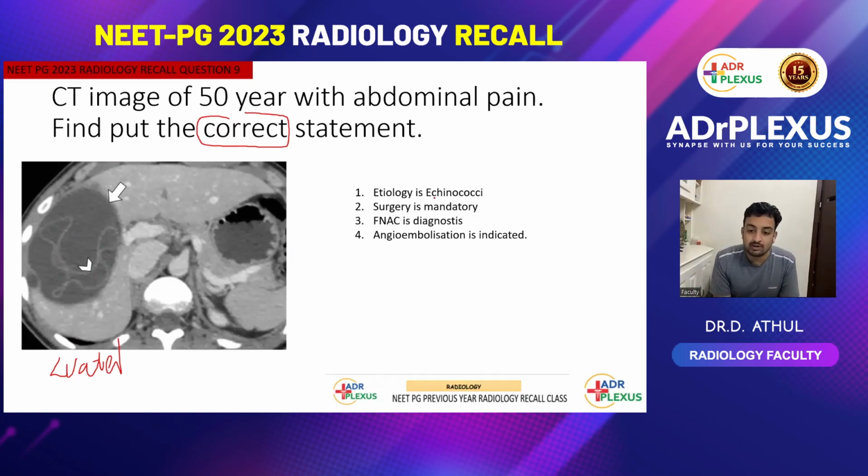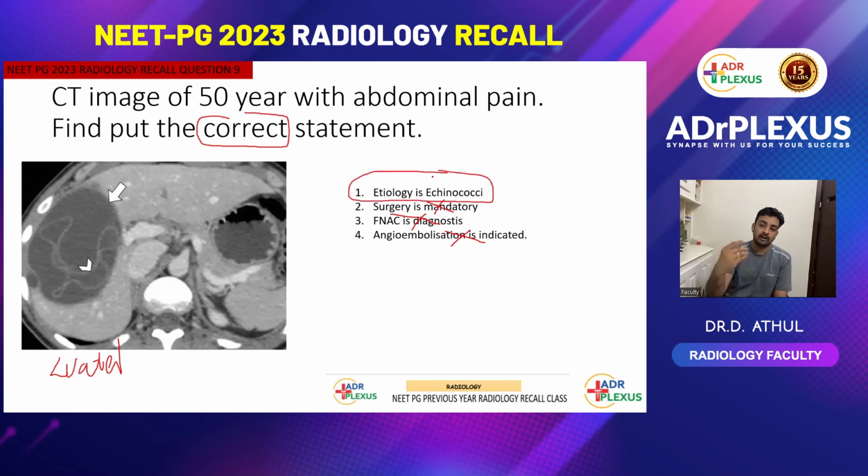The statements were also very easy. The first statement was the etiology is echinococci. The second option was surgery is mandatory. We know we are not doing surgery for every patient. We will do PAIR for some of the patients. FNAC is diagnostic? We won't usually do FNAC for all these patients. Angioembolization is indicated? There is no need for angioembolization in this patient. So the answer for this case is etiology is echinococci.